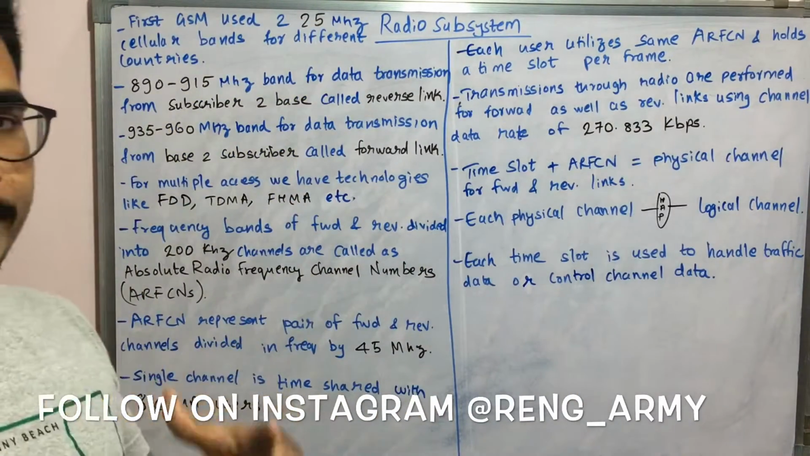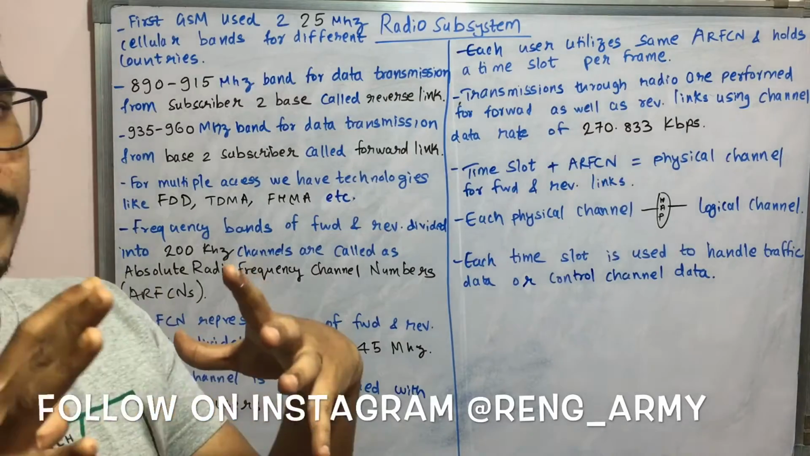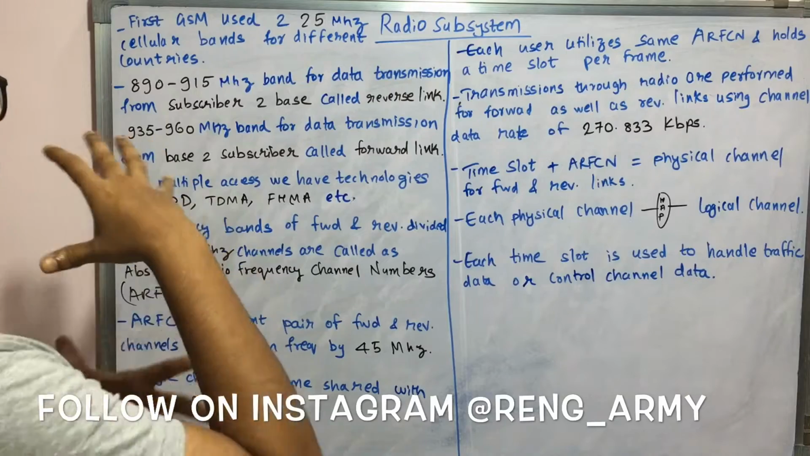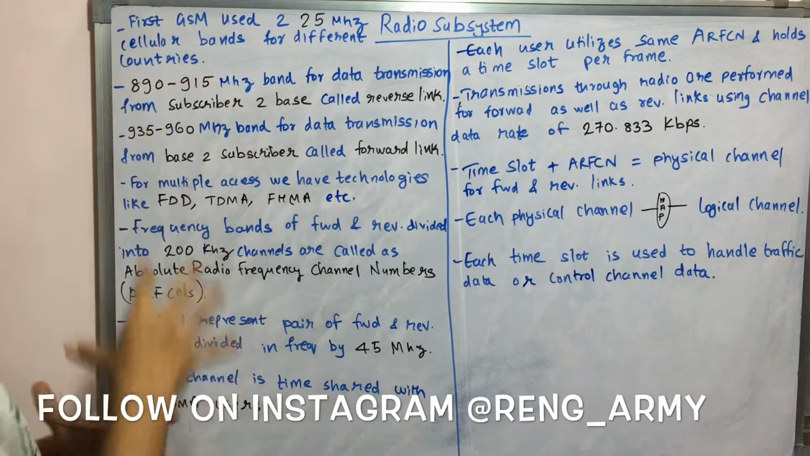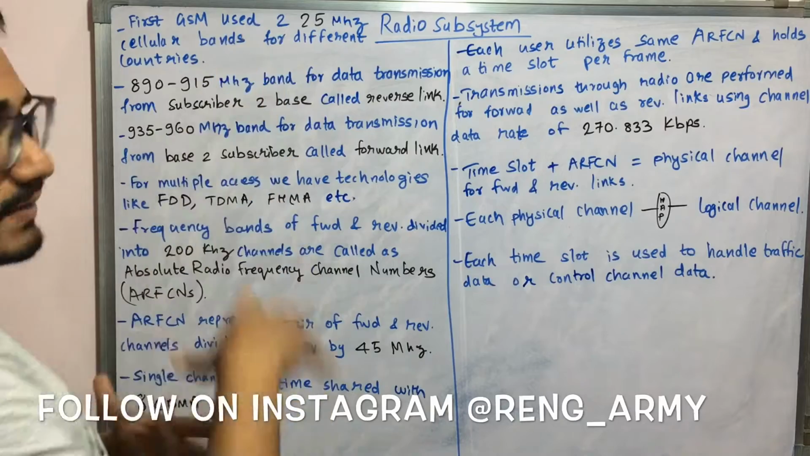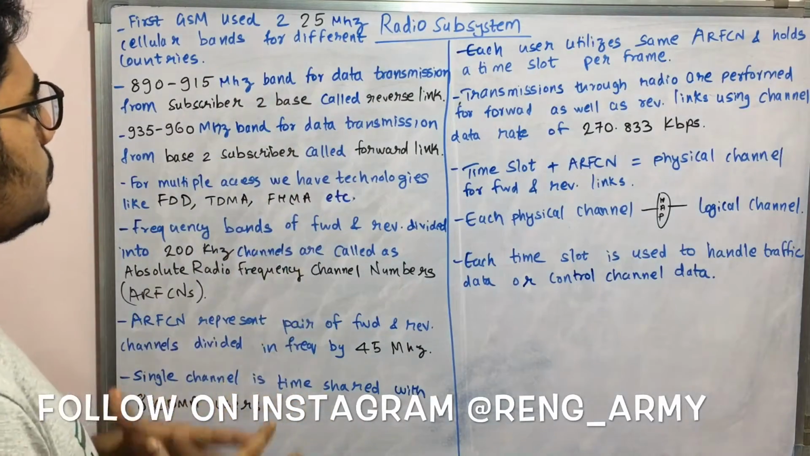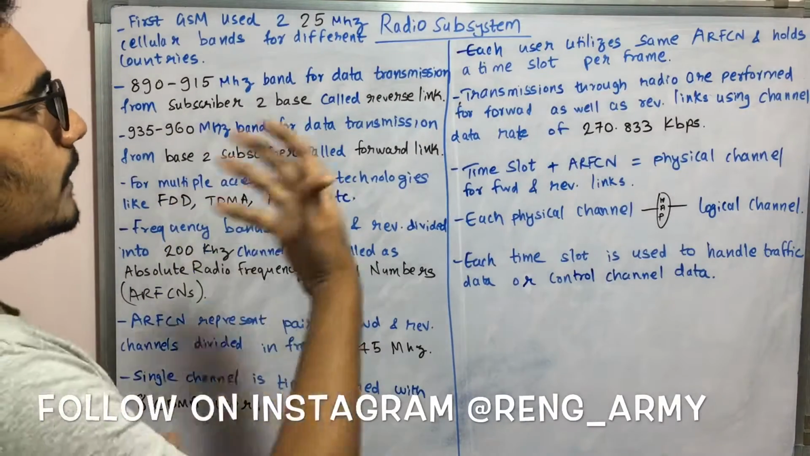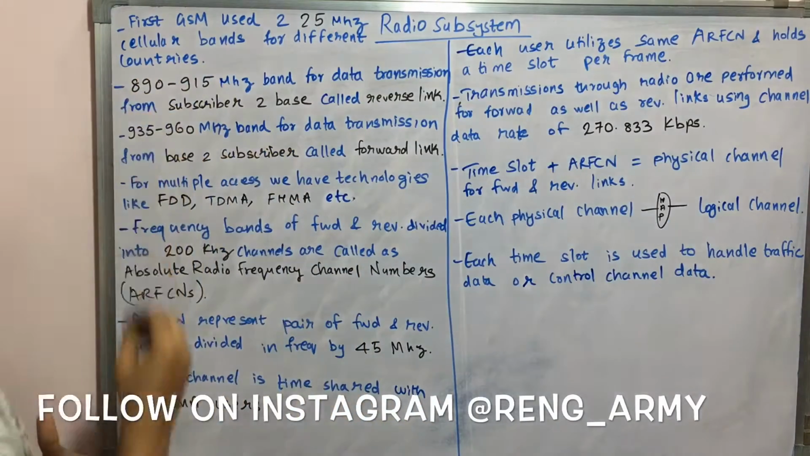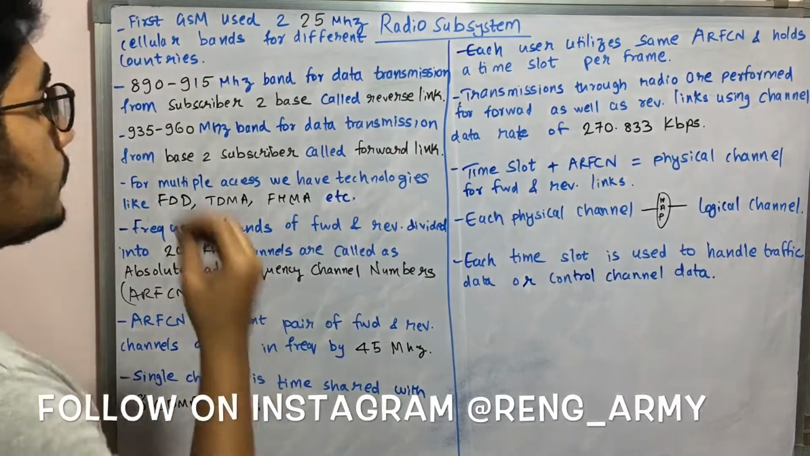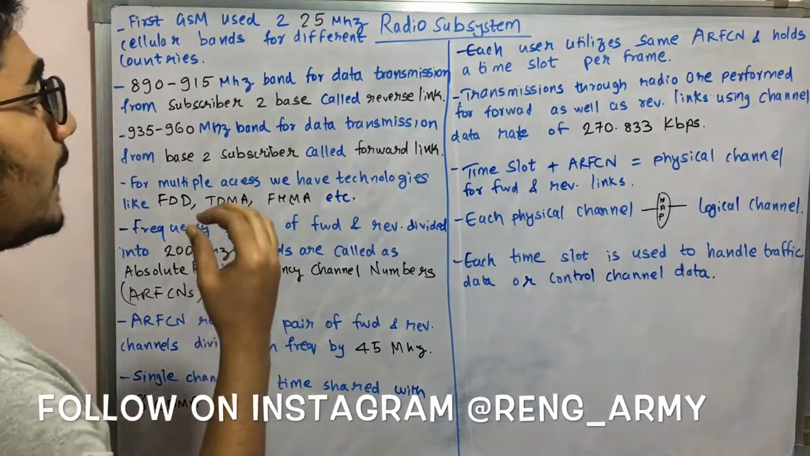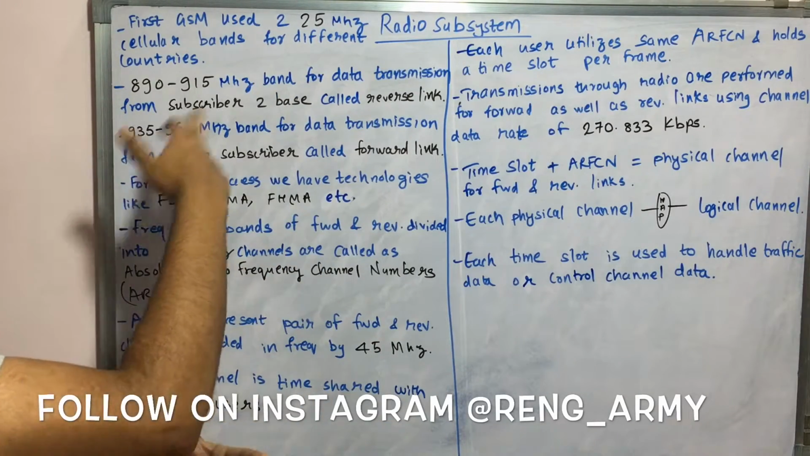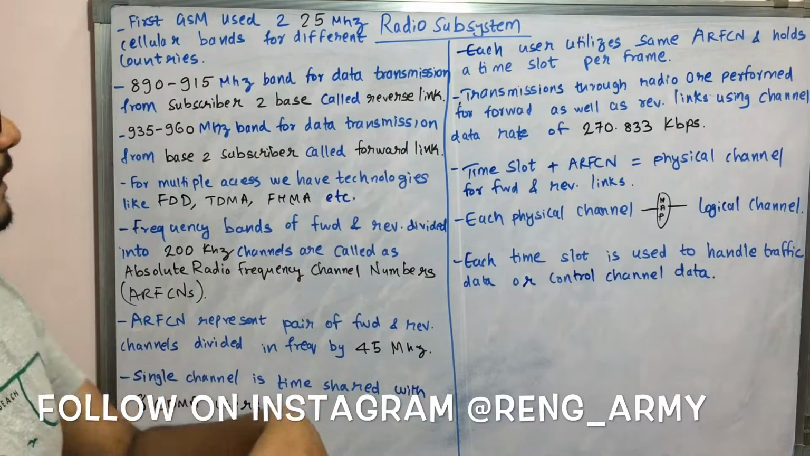Now in that setup, we had two kinds of links. The very first link, 890 to 915 megahertz, is a band used for data transmission from the subscriber to the base station, also called the base. It's called the reverse link. Whereas you had the 935 to 960 megahertz band for data transmission from the base to the subscriber. This is just the reverse of that, and this is called the forward link.